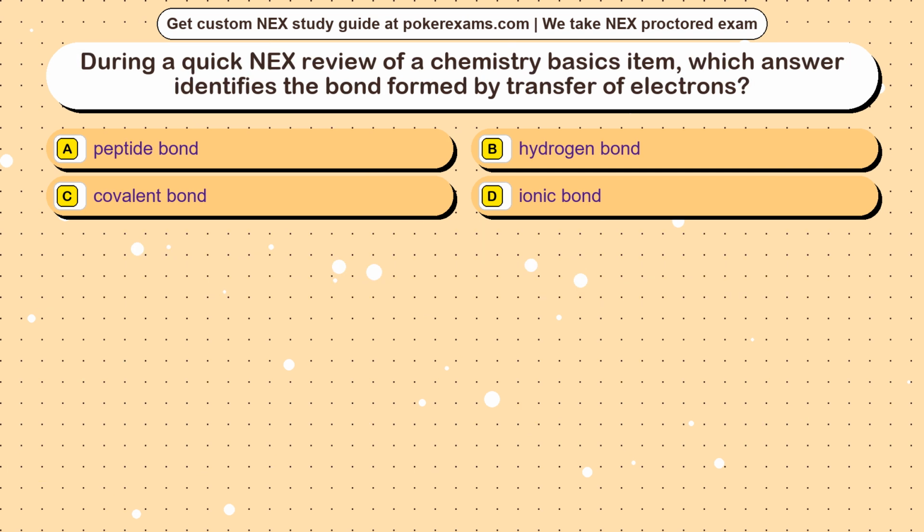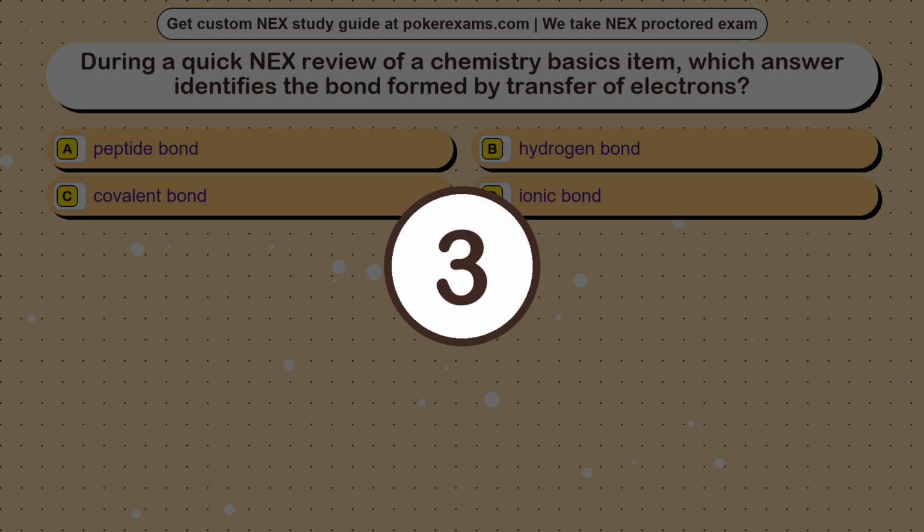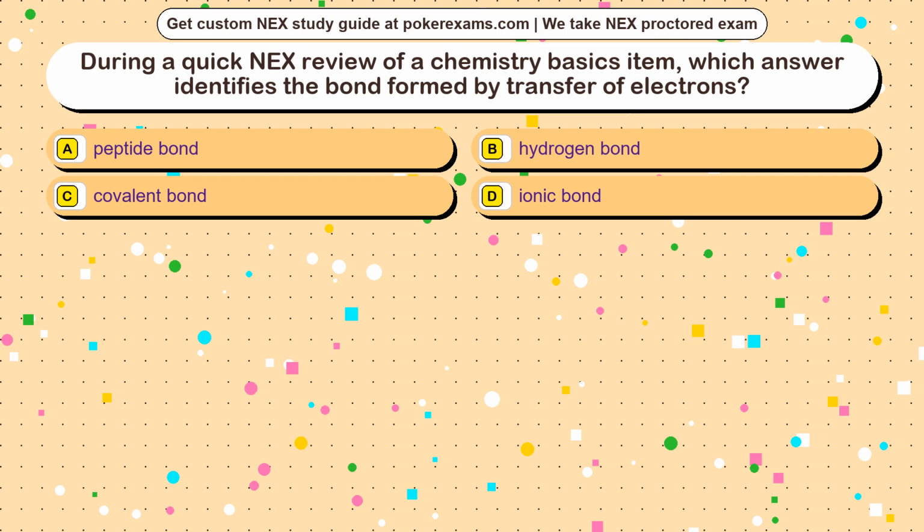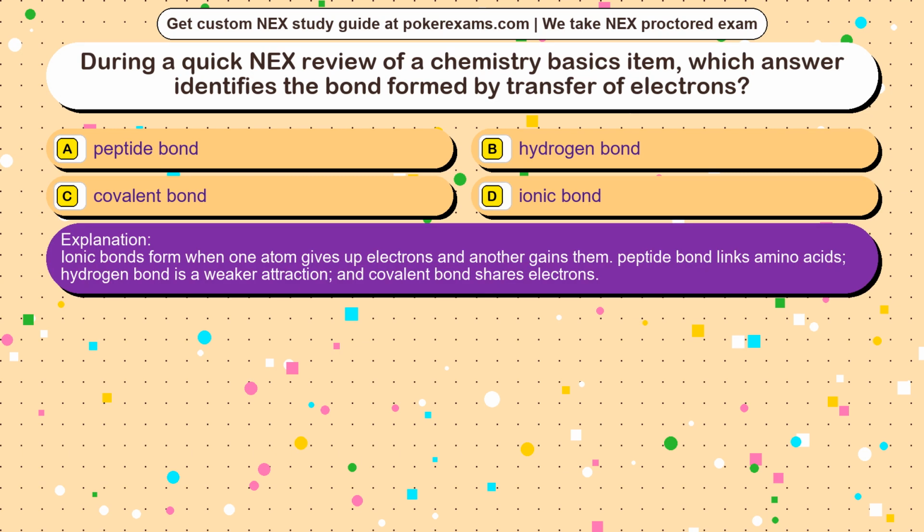Question 2. During a quick next review of a chemistry basics item, which answer identifies the bond formed by transfer of electrons? Option A, peptide bond. Option B, hydrogen bond. Option C, covalent bond. Option D, ionic bond. The correct answer is option. Ionic bonds form when one atom gives up electrons and another gains them. Peptide bond links amino acids, hydrogen bond is a weaker attraction, and covalent bond shares electrons.